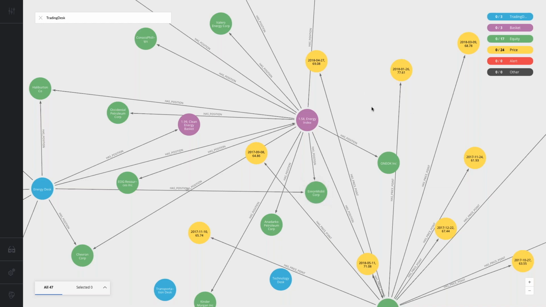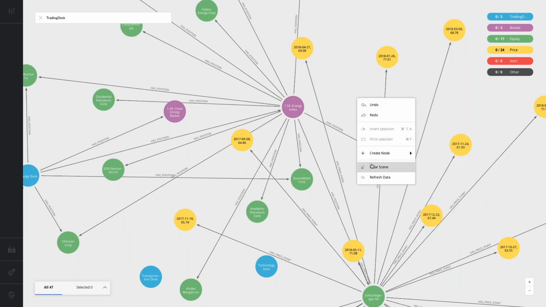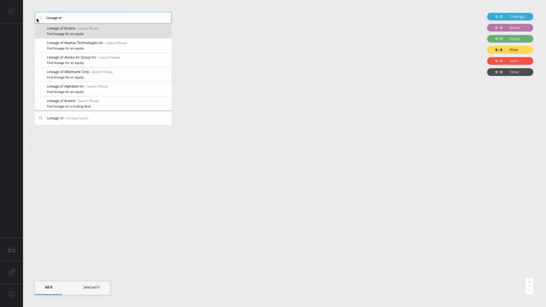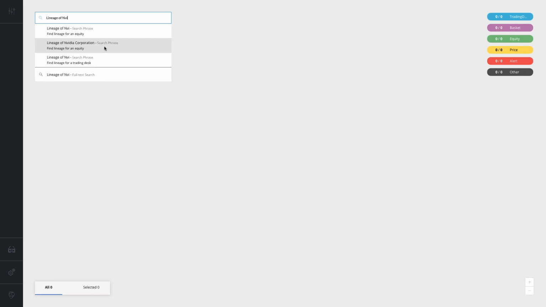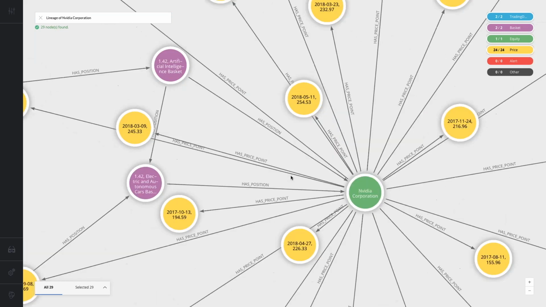So let's explore that data lineage concept a little bit more in depth. So I'm going to clear the scene, and I can type up here actually lineage of, and I can type any name for an equity. So let's try to see for NVIDIA. What would the data lineage of NVIDIA look like? Yeah, so this is really cool.